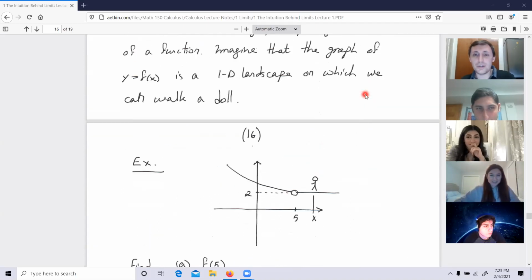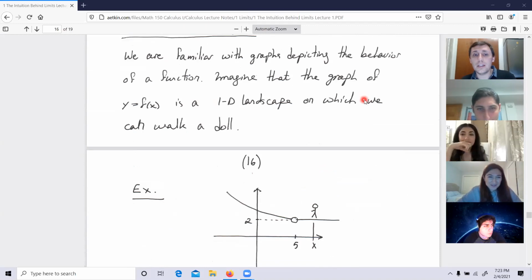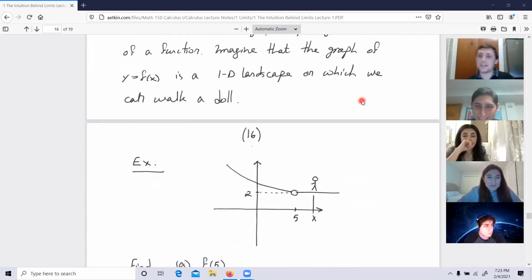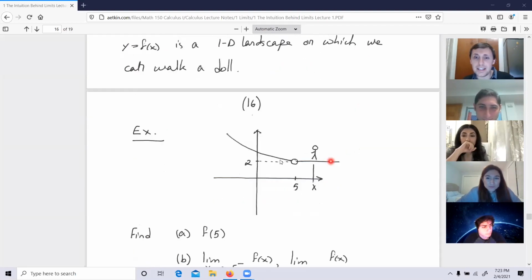All right, so here we go, guys. It's a bit silly, but somewhat exciting. So you go back to playing with dolls, right? And here is a landscape. So y equals f of x is this landscape, yes?